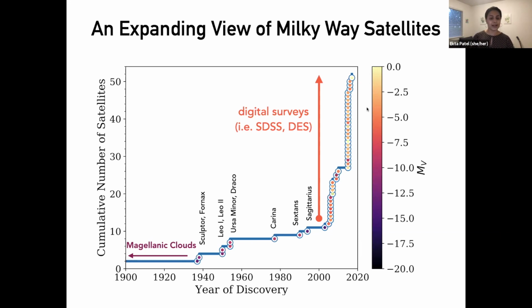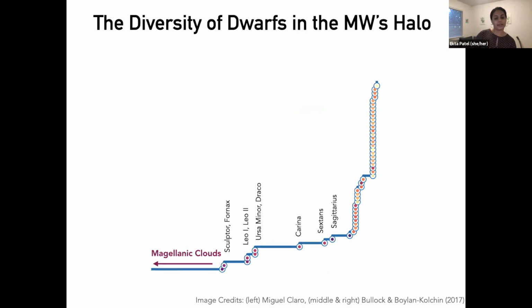So we've been learning at quite a rapid pace in this area, and this plethora of satellite galaxies gives us quite a large statistical sample to work with. The properties of these satellite galaxies are also quite diverse and span a broad range. So specifically, when we look at the masses of these satellite galaxies, this starts to become very clear.